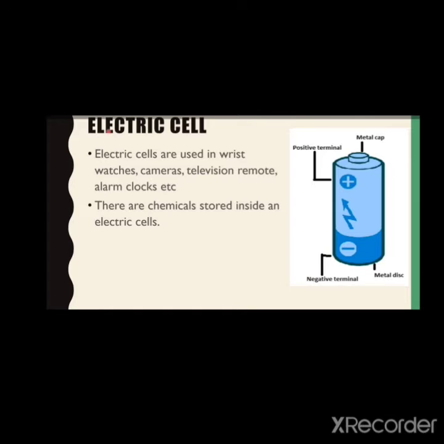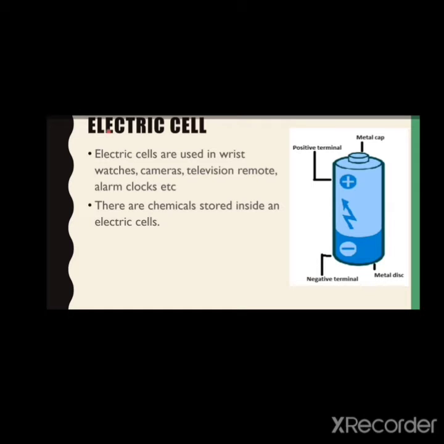You might all have seen an electric cell, isn't it? It has a small metal cap on one side and a metal disc on the other side. Have you noticed a positive sign as well as a negative sign on the electric cell? The metal cap is the positive terminal and the metal disc is the negative terminal. So all electric cells have two terminals, a positive terminal and a negative terminal.